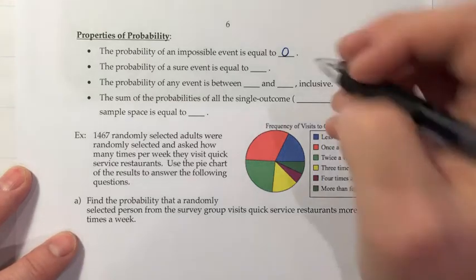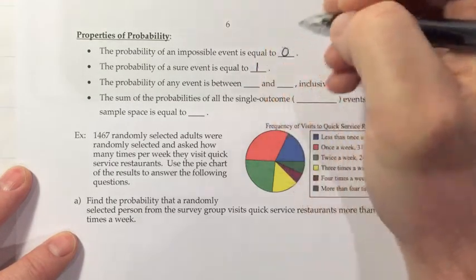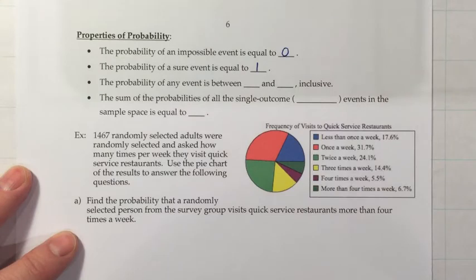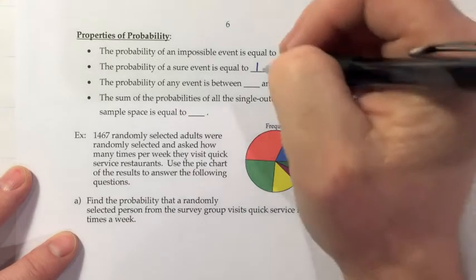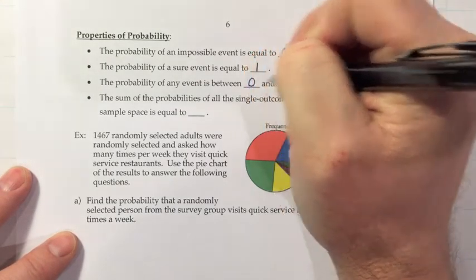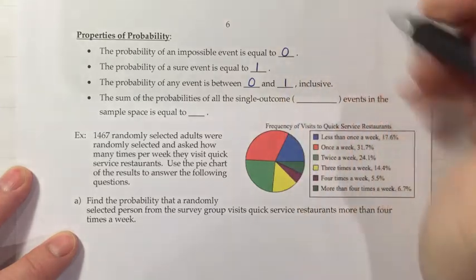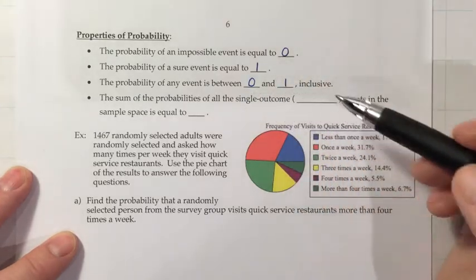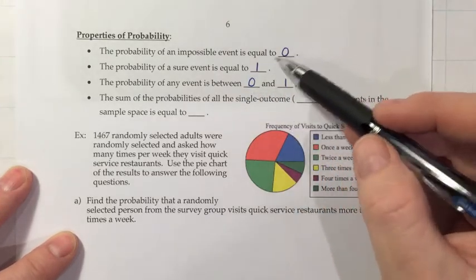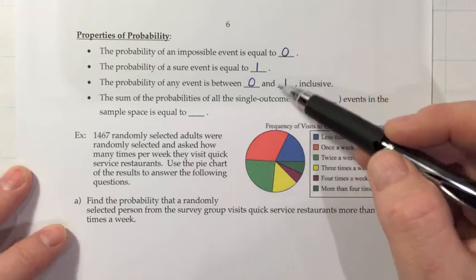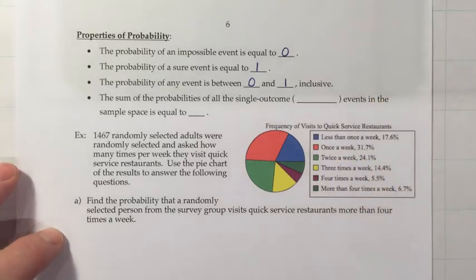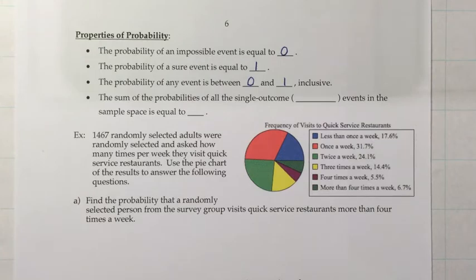For a sure event, the probability is equal to 1, and that's the highest probability that you can ever get for an event. So the probability of any event is somewhere between 0 and 1, inclusive. Inclusive means the endpoints are included in that conversation. So we're saying 0 and 1 are possible answers, or anything in between. So any probability question has to have an answer in that range.